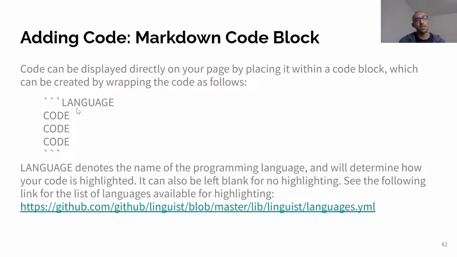Now, the language command here is the name of the programming language that you used. So if you use Python, use Python. If it's C, C. And what it does is it tells GitHub how to highlight your code, right? So you can actually leave that command blank, and then you'll just have no highlighting. But it's extremely simple to directly display your code using a Markdown code block in this way.